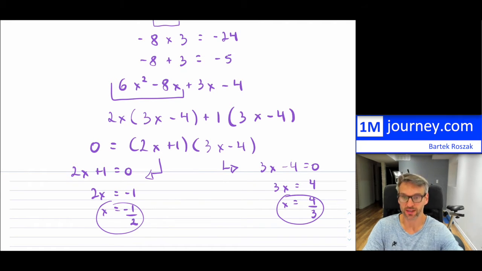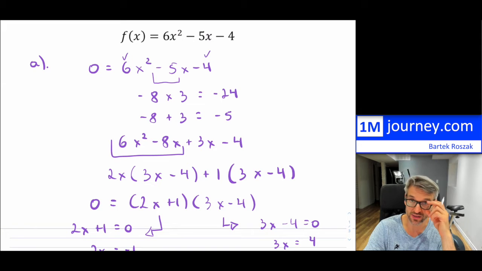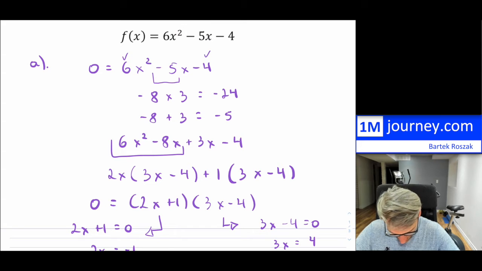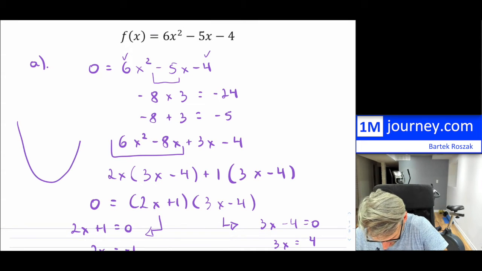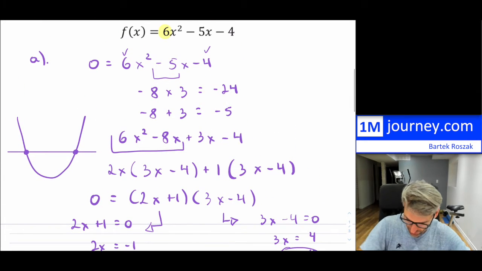Now, if you're relating it back to the quadratic, what do these zeros mean? They simply mean that's where the parabola is going to cross the x-axis, so y is equal to 0. Since we have a positive 6, the parabola opens upward and crosses somewhere over there. Those are your two zeros: negative 1 over 2 and 4 over 3. All right, so that's part A.